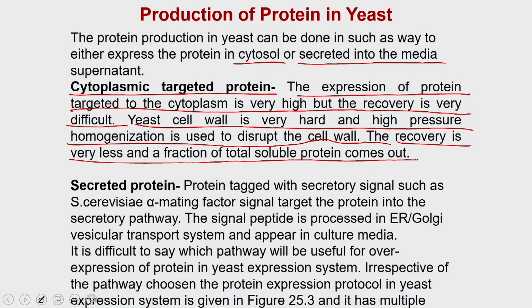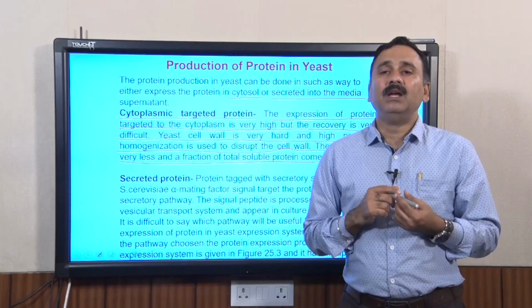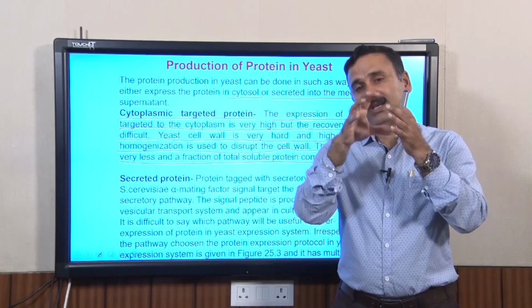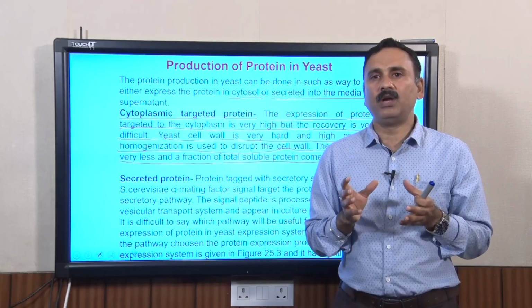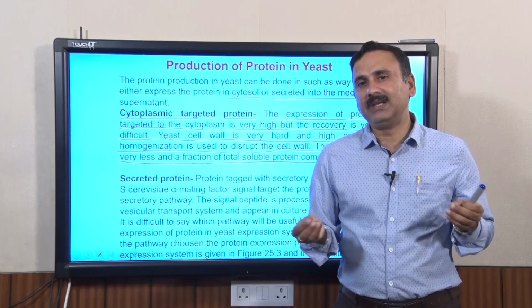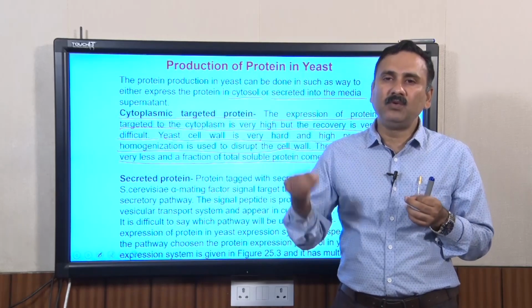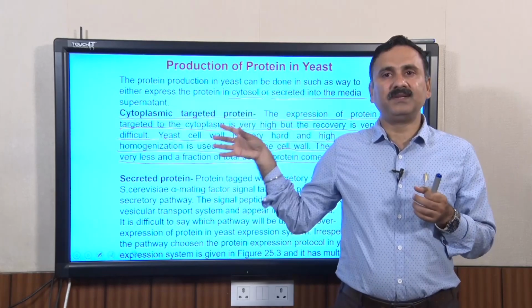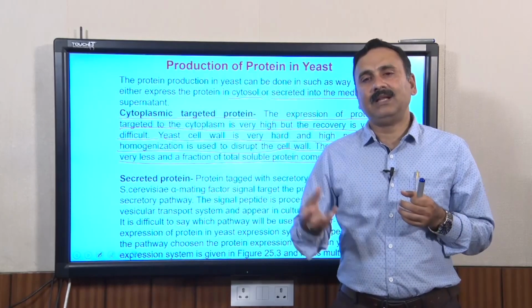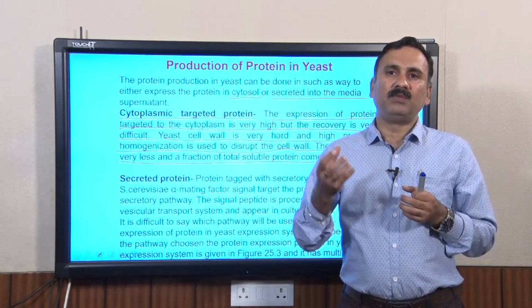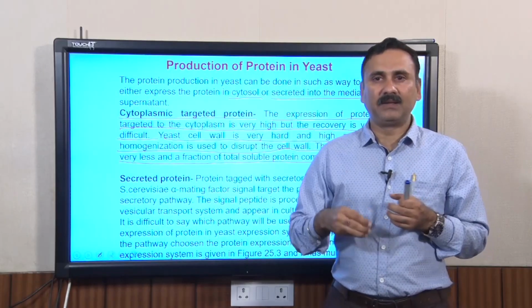So, if you overexpress the protein as a cytosolic protein, the protein production is going to be very high, but the disadvantage is that the yeast has a very strong cell wall, which is not going to be broken very easily, and as a result even if you use high pressure homogenizers like the French press and other kinds of homogenizers, the recovery of the protein from the yeast cell is going to be very low.